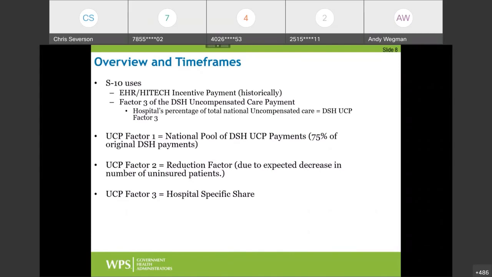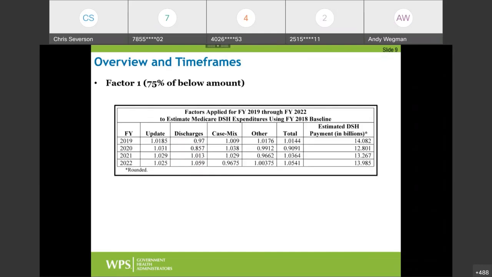Well, just briefly, factor 1 is the pool of DISH payments, the national pool. It's essentially the 75% of the original DISH that's been carved out, and now it's being paid out as UCP. Factor 2 is an expected reduction factor that's evaluated and analyzed each year because of the assumption that the number of uninsured patients should be dropping over time. And factor 3, of course, is the big one for us. It's the hospital-specific share. That's what the audit is all about.